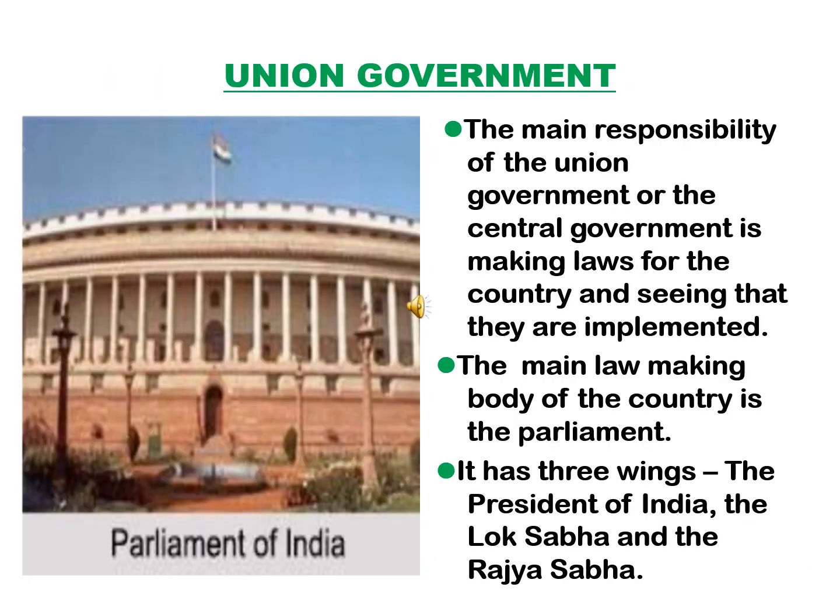Union government. The main responsibility of the union government or the central government is making laws for the country and seeing that they are implemented. The main law-making body of the country is the parliament. It has 3 wings, the President of India, the Lok Sabha and the Rajya Sabha.